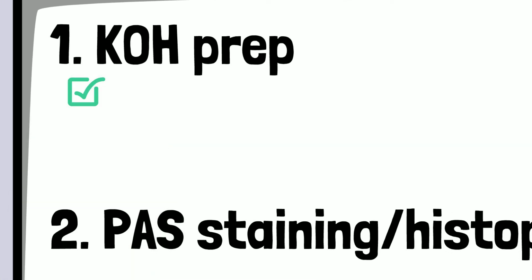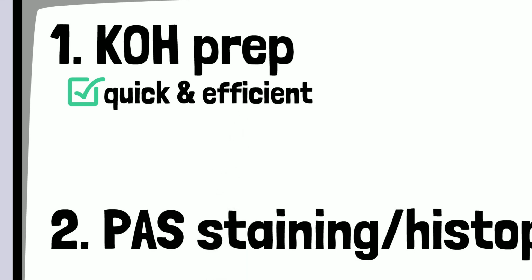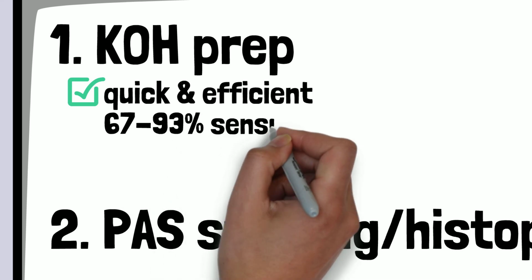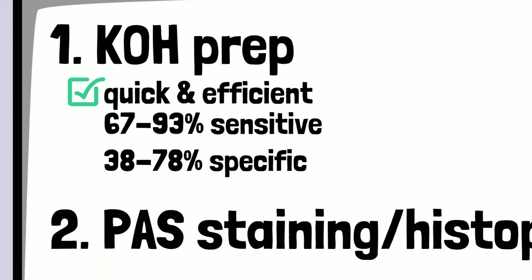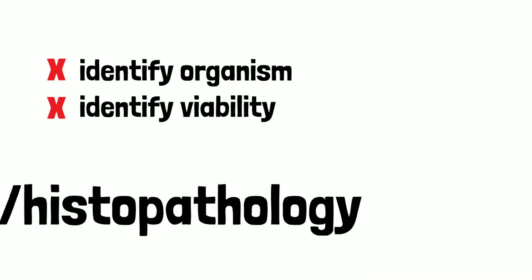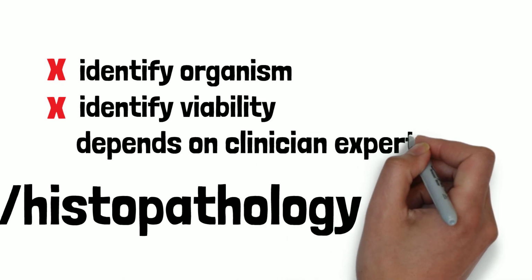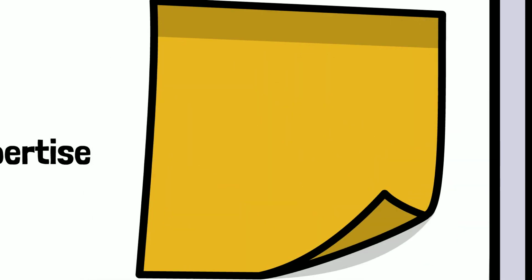Potassium hydroxide preparations are a quick and efficient test that can be performed in the office in a matter of minutes in diagnosing onychomycosis. Some disadvantages include low sensitivity and low specificity. As well, you are unable to identify the exact organism and viability, and the test depends on clinician expertise. The steps to obtain a sample for KOH preparation are as follows.